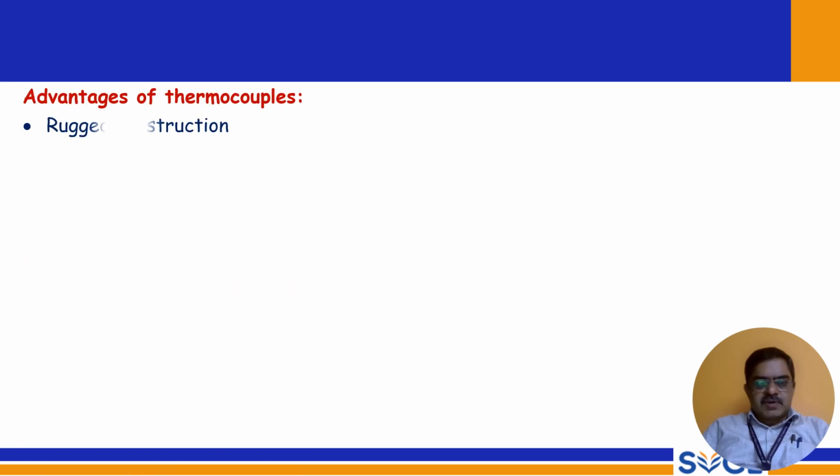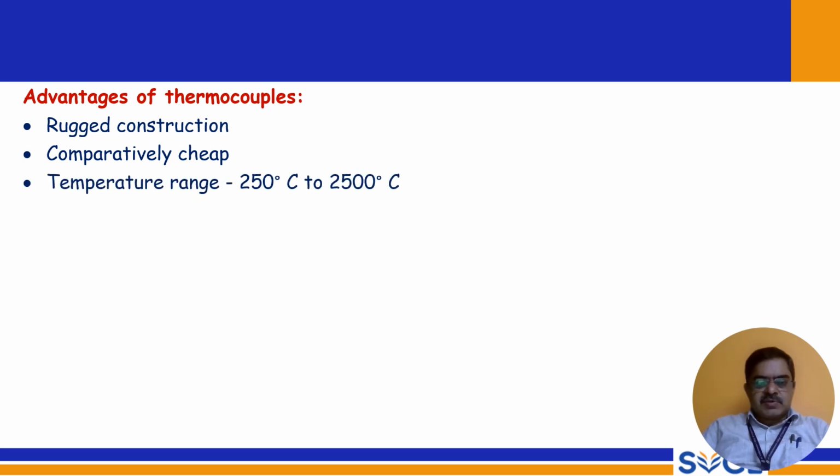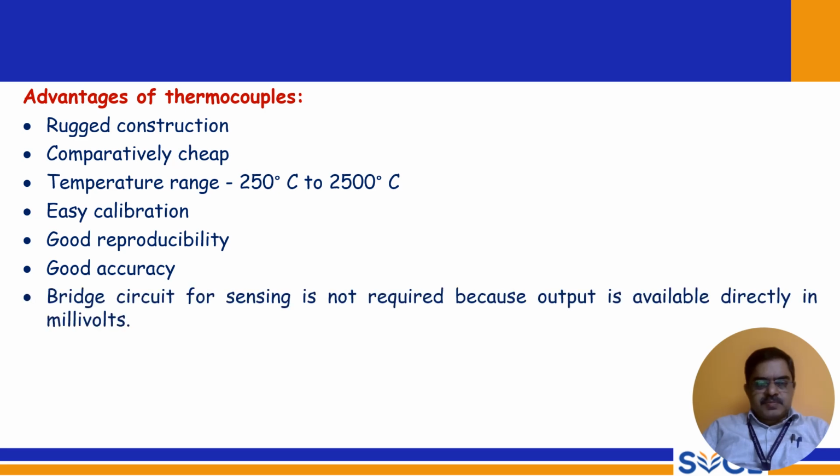So advantages of thermocouples: these are rugged in construction, comparatively cheap, with temperature ranges between 250 degrees Celsius to 2500 degrees Celsius, easy calibration, good reproducibility, good accuracy, and a bridge circuit for sensing is not required because output is available directly in the millivolts. So no bridge circuit is required like in strain gauges and load cells, where we have seen the Wheatstone bridge circuit. A similar circuit is not required here.